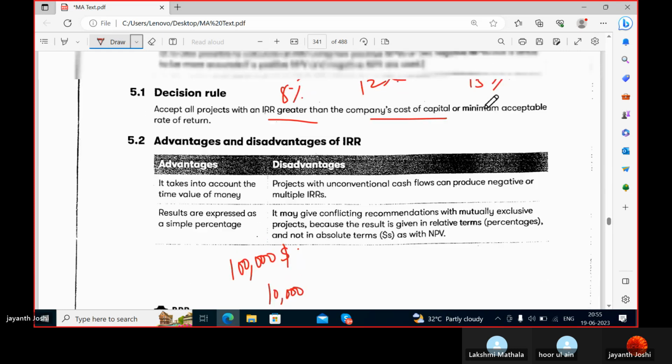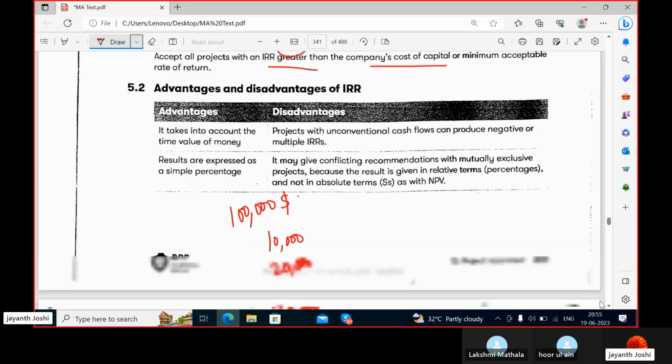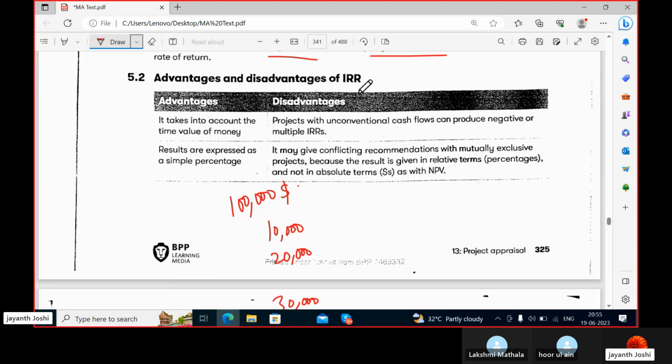Yes, we discussed the same thing right now. This one will give you positive NPV, this one will give you zero, and this one will be giving you negative NPV. So we won't accept this. Advantages and disadvantages of IRR.